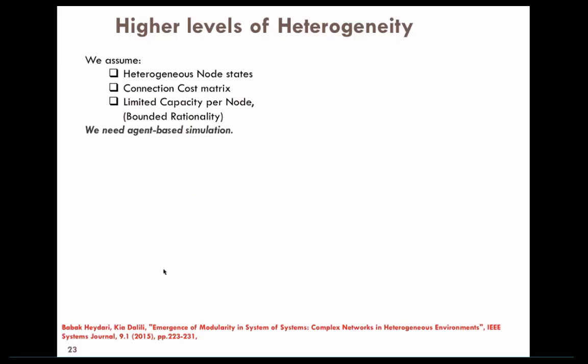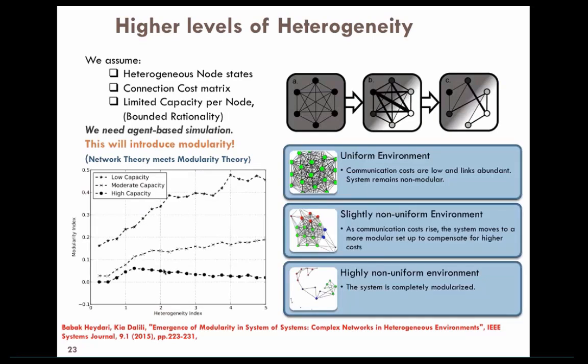So, slide 23. Up to this point we had some homogeneity assumptions. We want to go for the maximum level of heterogeneity to make things more realistic. The problem is that once we add an arbitrary level of heterogeneity, we can no longer solve the models analytically. So we need to go for a computational solution.